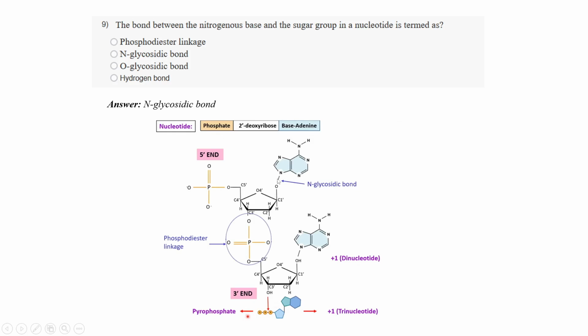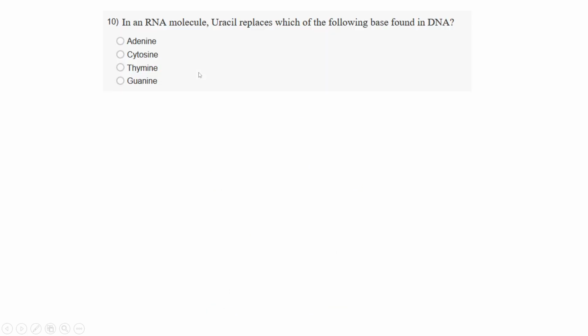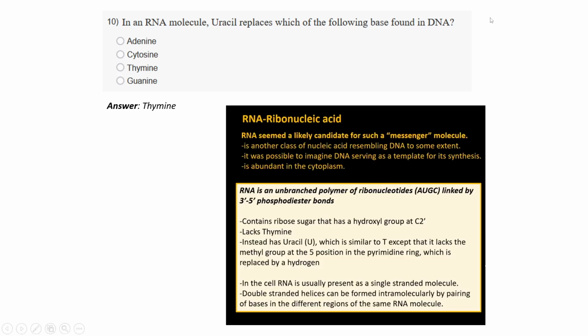The purine and the deoxyribose sugar, that is called an N-glycosidic bond. So you need to remember this. Last question: in an RNA molecule, uracil replaces which of the following bases in DNA? Option C, thymine. So thymine is the correct answer. Uracil is basically replaced with thymine, and adenine, cytosine, and guanine remain as they are.